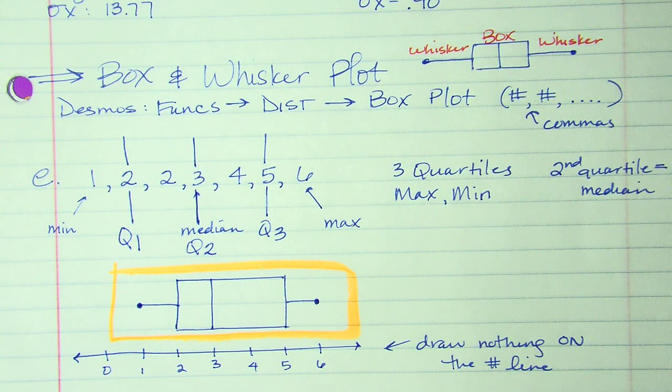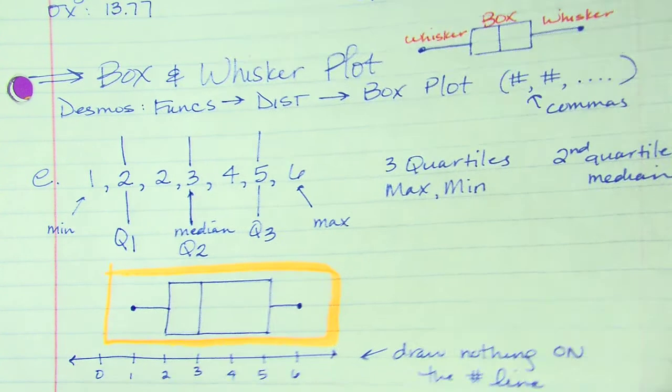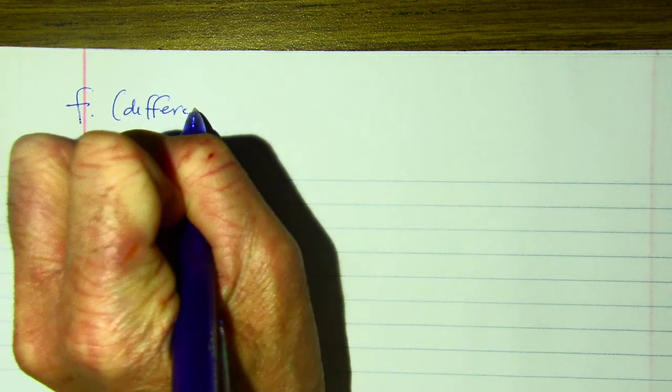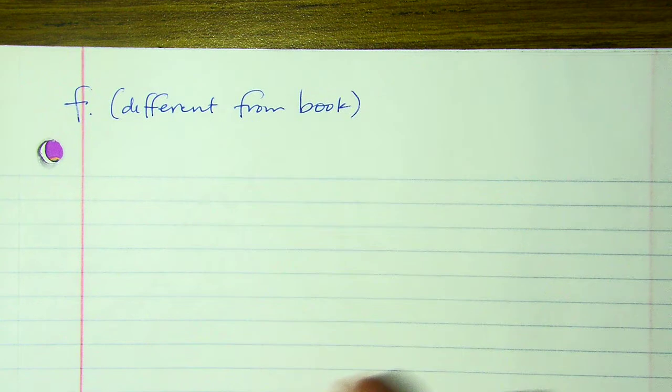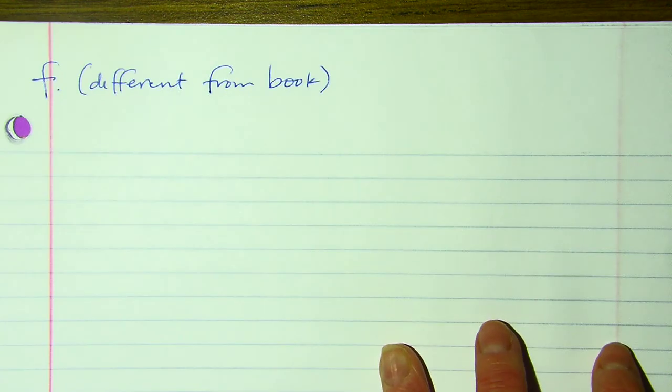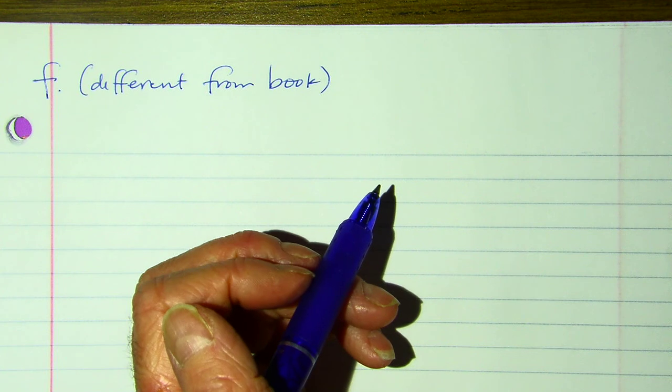Okay, now there isn't another one in Desmos, so I'm going to do one with you so that you are able to, so we're going to skip F. I'm going to do another box and whisker plot with you. So this is another example. Let's make this our version of F. This is different from book, but this is so you have the ability to build a box and whisker plot. So here is my data.